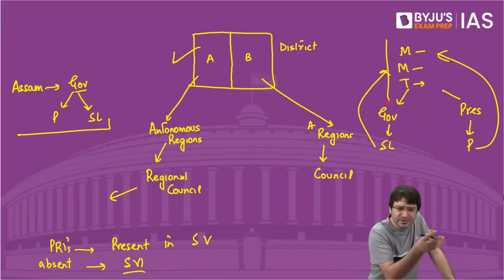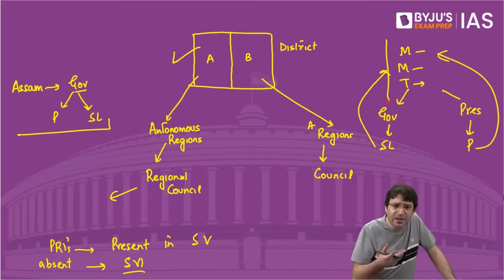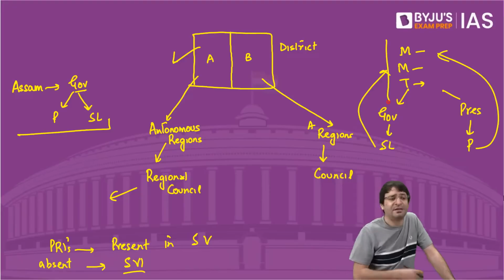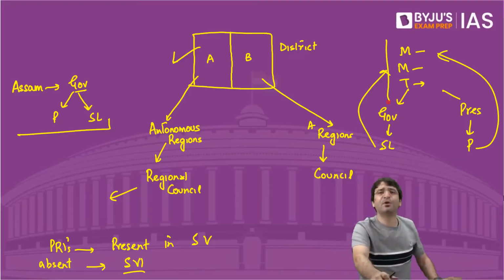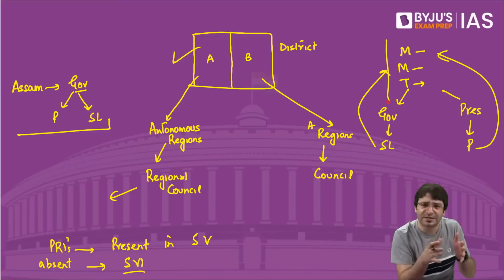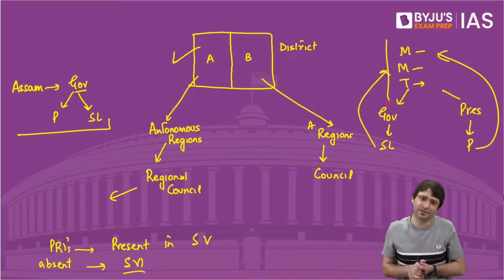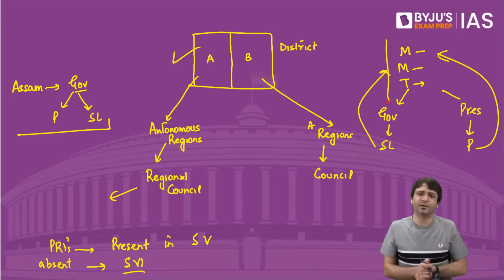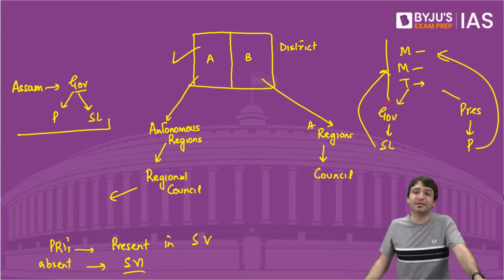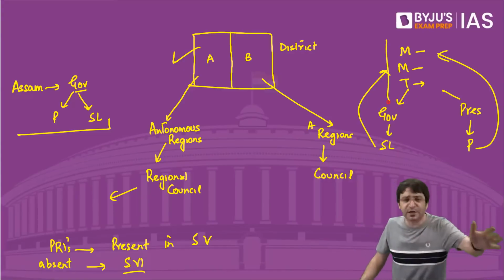Which means these district councils are basically democratic councils. When these are democratic councils, that is why we don't need Panchayati Raj institutions there. Why? Because if Panchayati Raj institutions are also established, it would be like duplication. Two democratic bodies performing the same duty. That is why Panchayati Raj institutions are absent in Schedule 6 areas, but they are present in Schedule 5 areas.